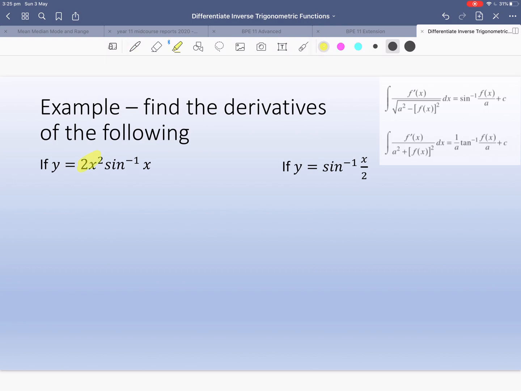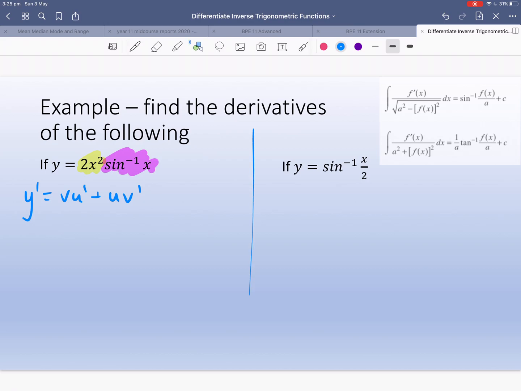Now, notice that it's a function of x times another function of x. So I'm going to look at a rule that we've used many times. It's called the product rule, okay? And I'm going to write it out. y dash, and we always start with v: v u dash plus u v dash.